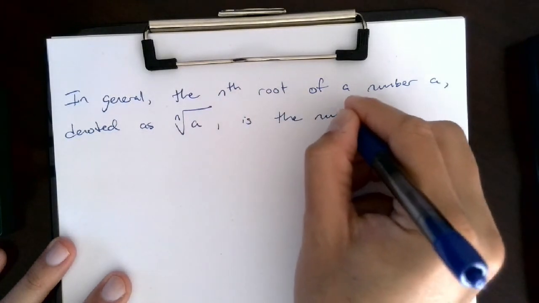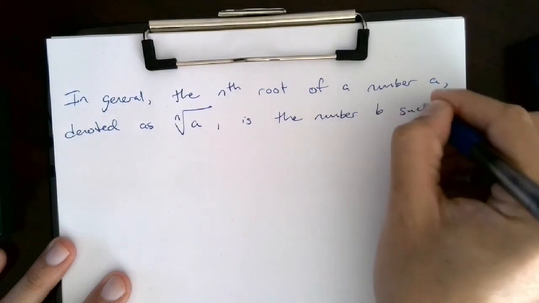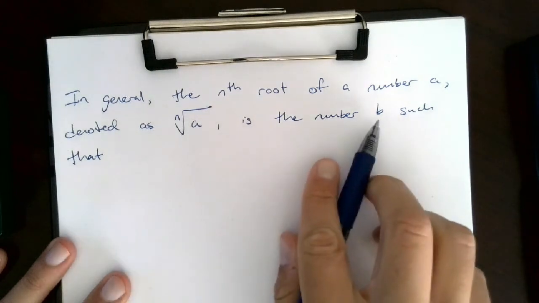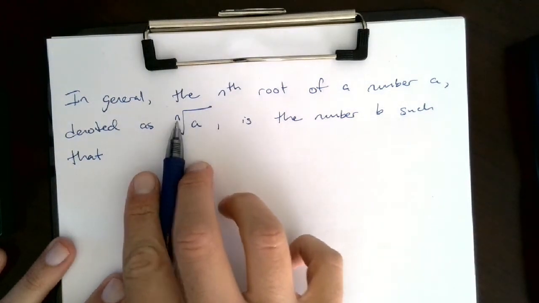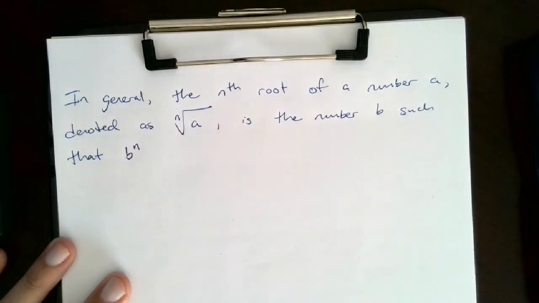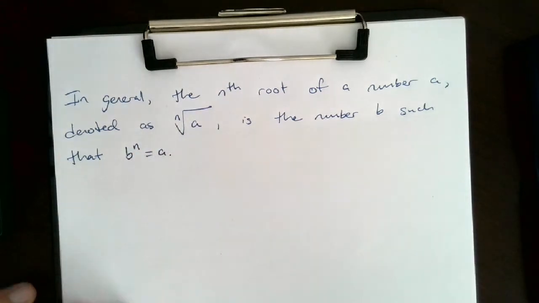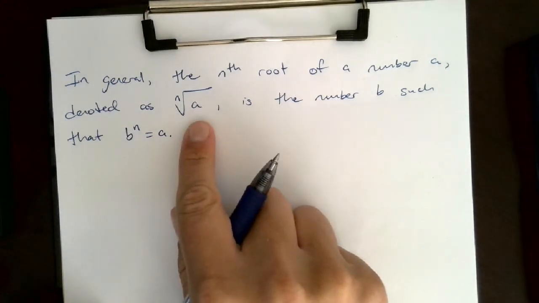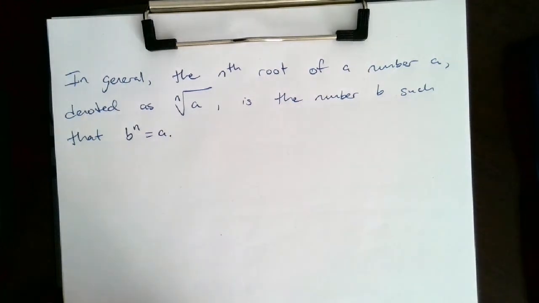Is the number b such that, now remember this is just in general, but whatever the number that you get out here, whatever that is to the power of the index gives you what's on the inside. So such that b to the nth power is equal to a. So when we take the nth root, we're saying, okay, if I'm taking the nth root of it, what number to that power will give me what's on the inside.